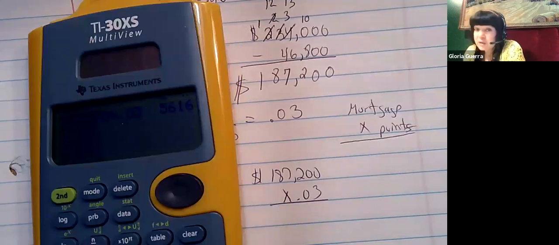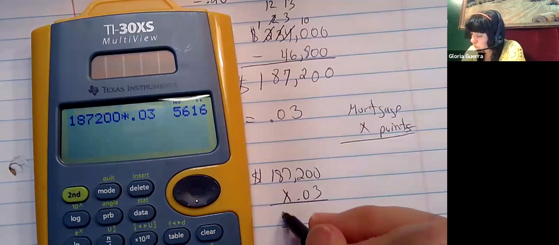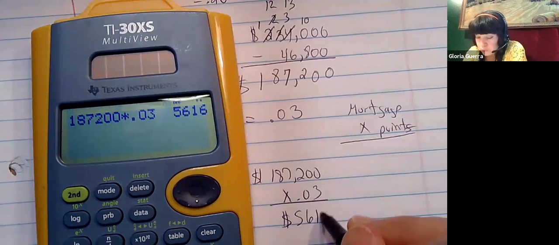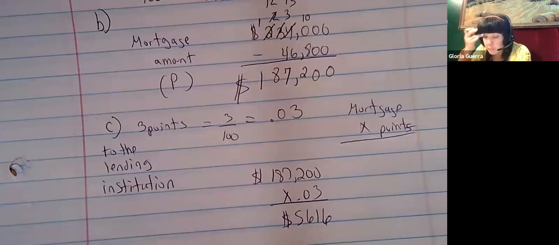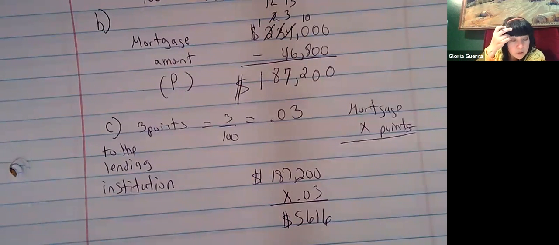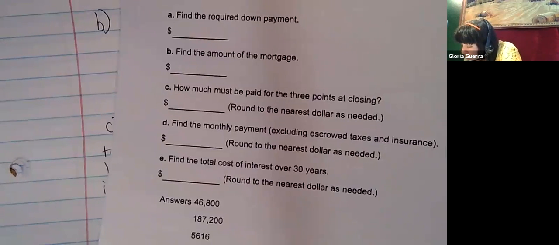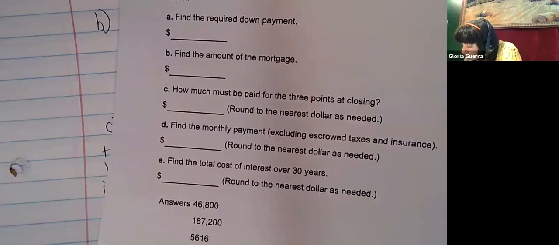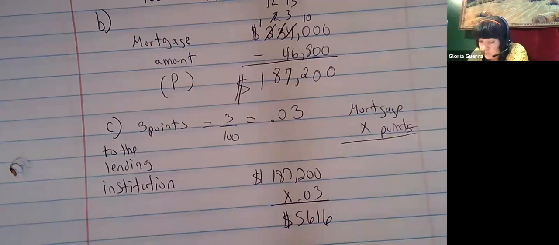So you get 5,616. Okay, and then part D, find the monthly payment excluding escrow taxes and insurance. Okay, so it'd be PMT for the payment.